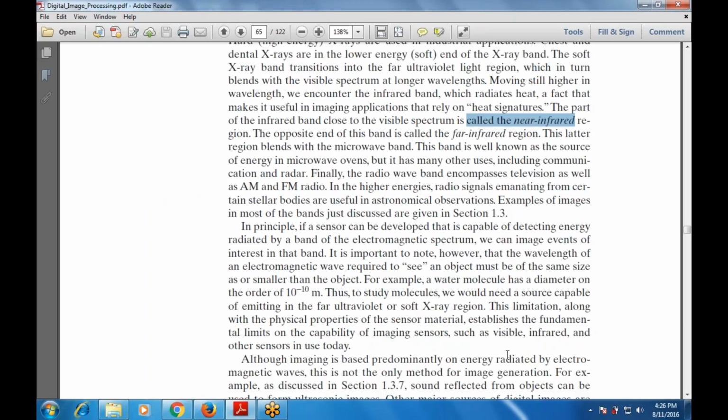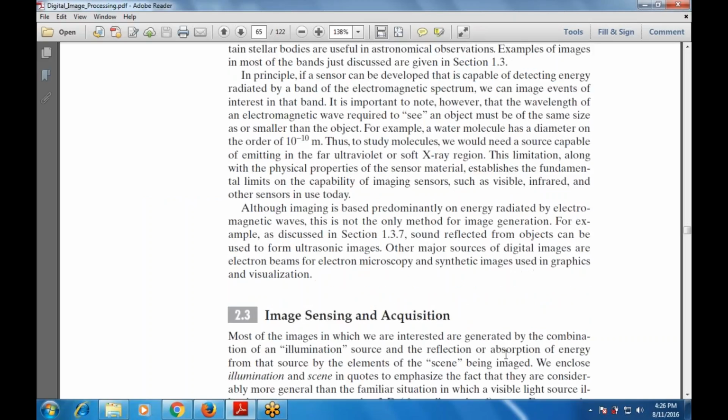In most cases, it ranges from 10 to the power minus 10 m. And the other major source of digital images is the electron beam used for electron microscopy, and the synthetic images that are used in graphics and visualization.